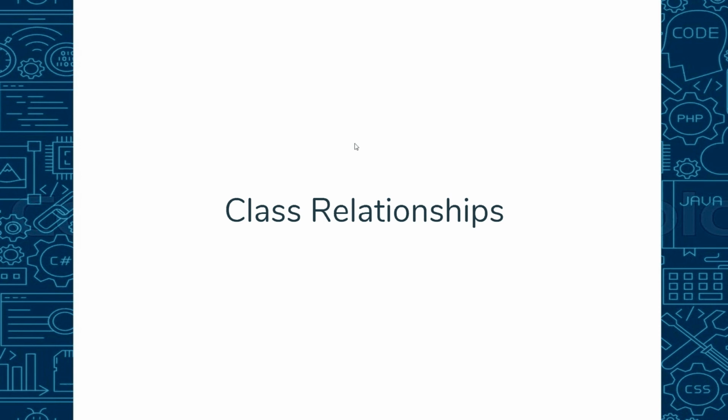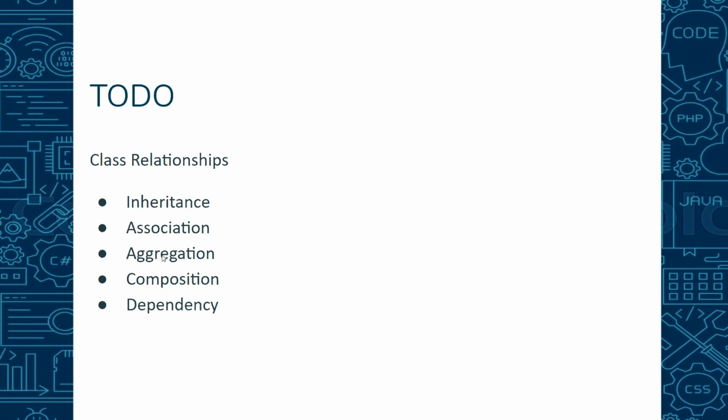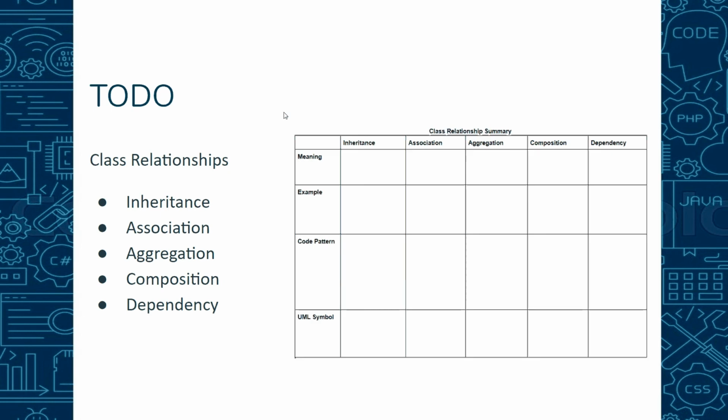We're going to continue our discussions on class relationships, and we're going to talk about 5 different types of relationships and how different classes might relate to one another. So if you haven't already, go ahead and open up the worksheet that goes with this, and as you go through this video, fill out the chart.